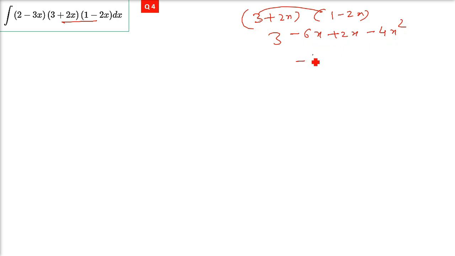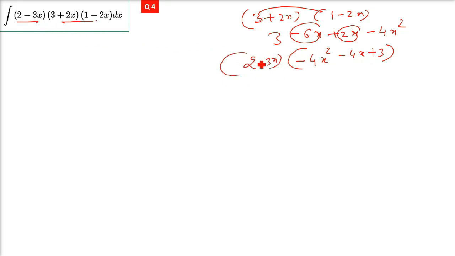You can combine these two. Minus 4x square you can bring in front. It's not necessary, just for the sake of traditional custom we have followed, that we always start with the highest power. This term has to be multiplied by 2 minus 3x now. So 2 into negative 4x square, 2 into negative 4x, and 2 into 3. These are the three terms you will get. So you will get negative 8x square, and 2 into minus 4x is minus 8x, 2 into 3 is 6.